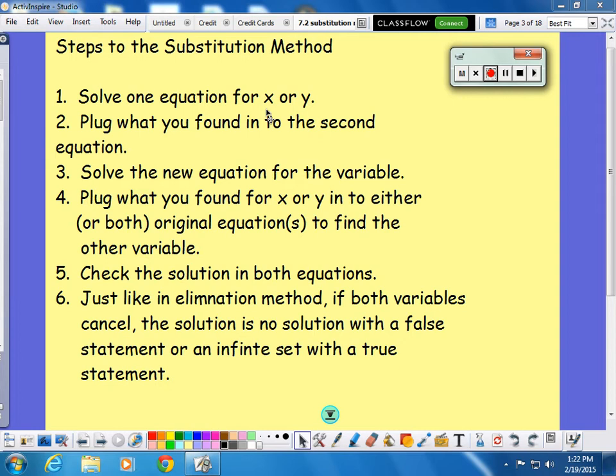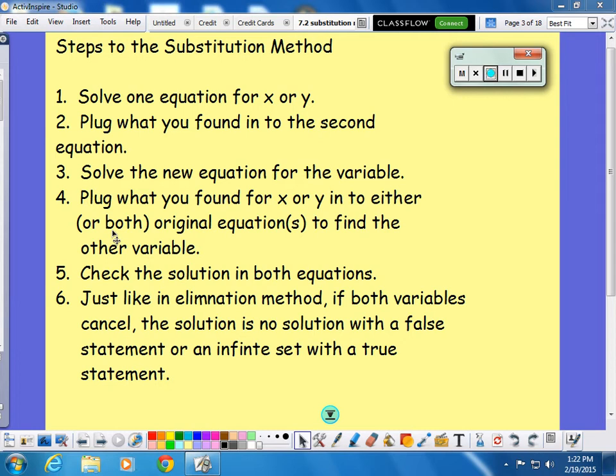And then number 4, take what you found for x or y and plug it into either, or really, since the solution should work for both, plug it into both original equations to find the other variable. Now once I've got my ordered pair, I check the solution in both equations, make sure it works. If I graphed this solution, this would be the point where they did what? Crossed or intersected.